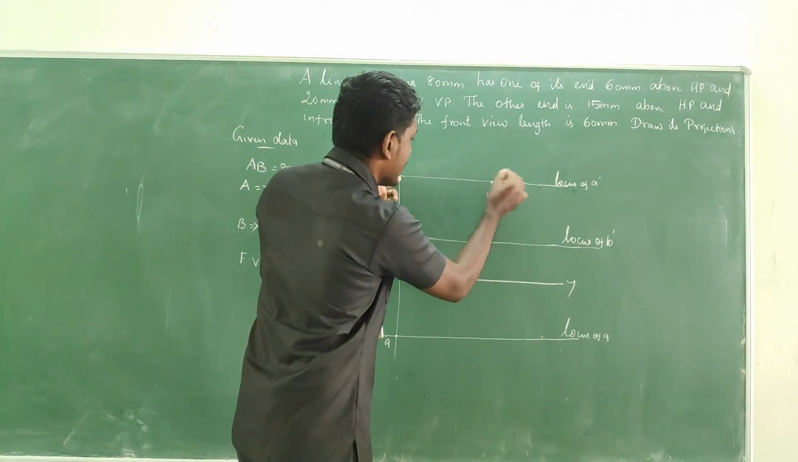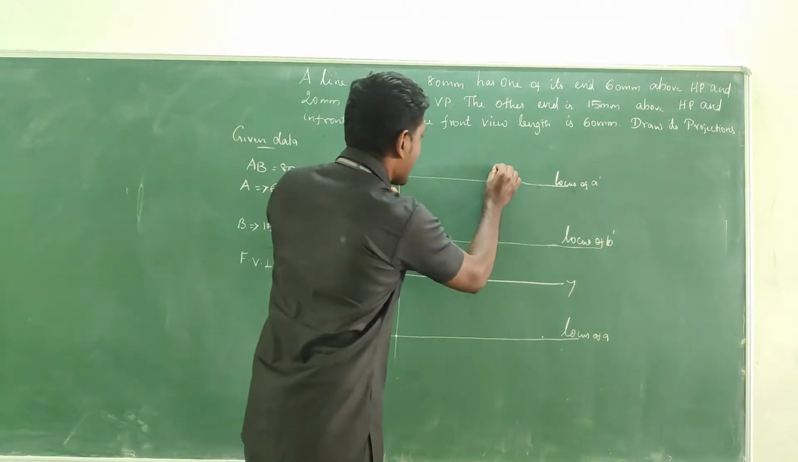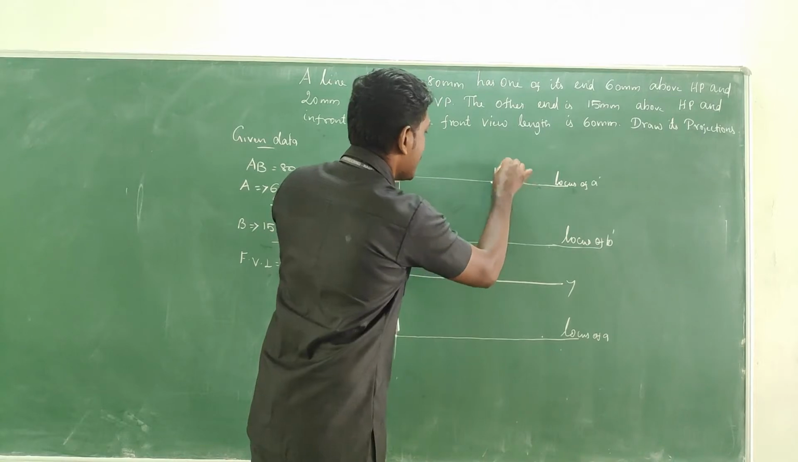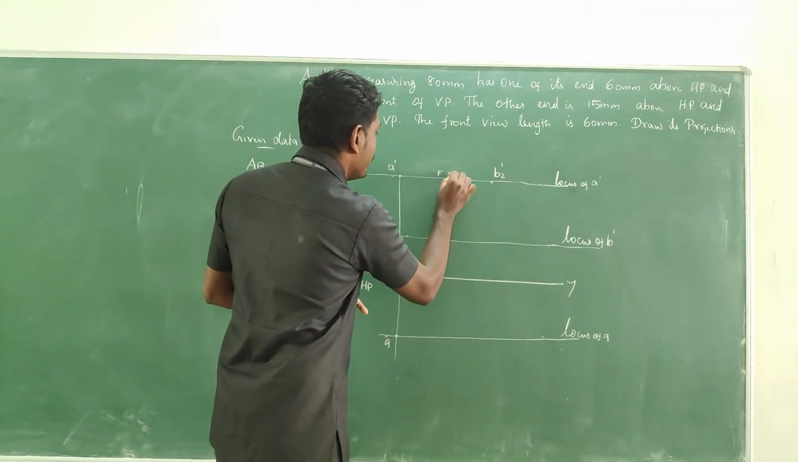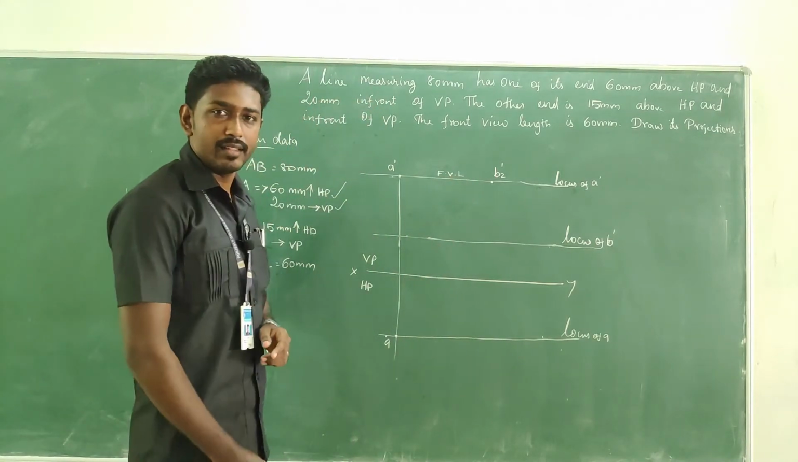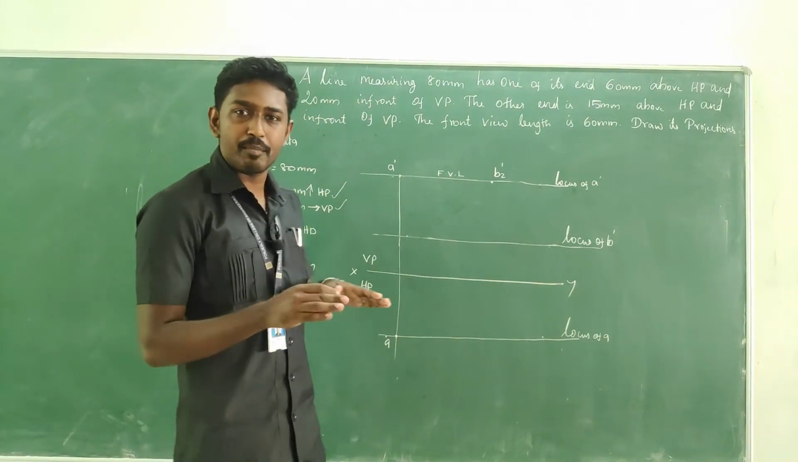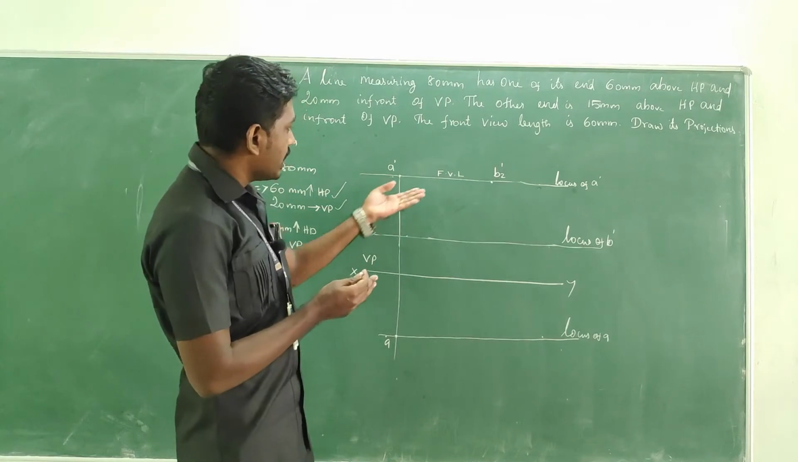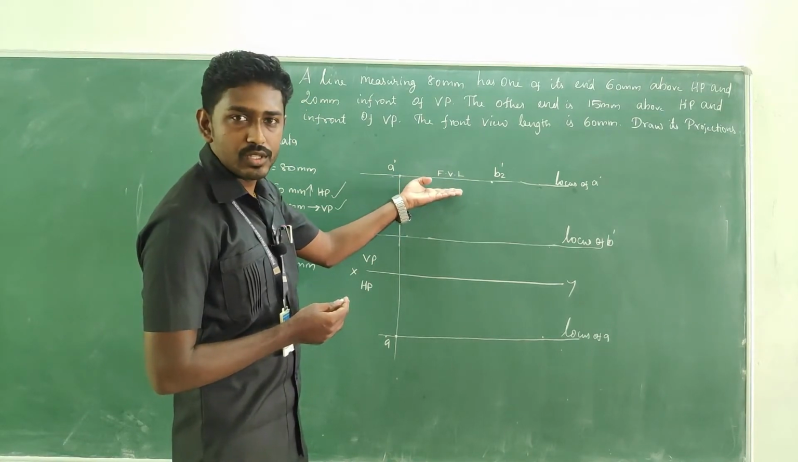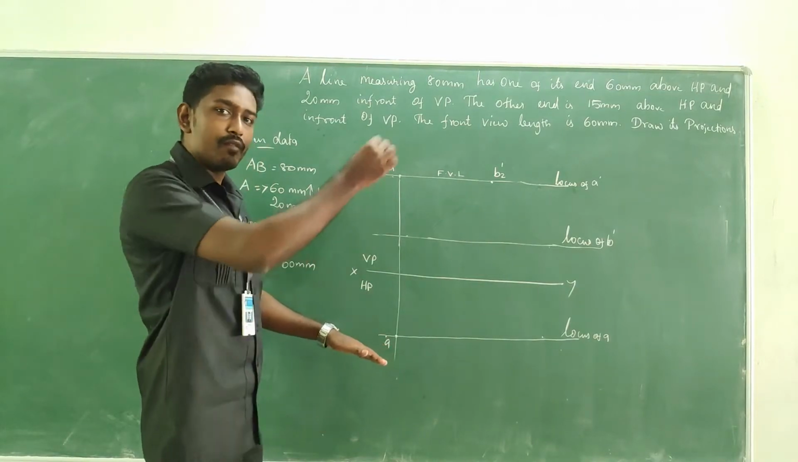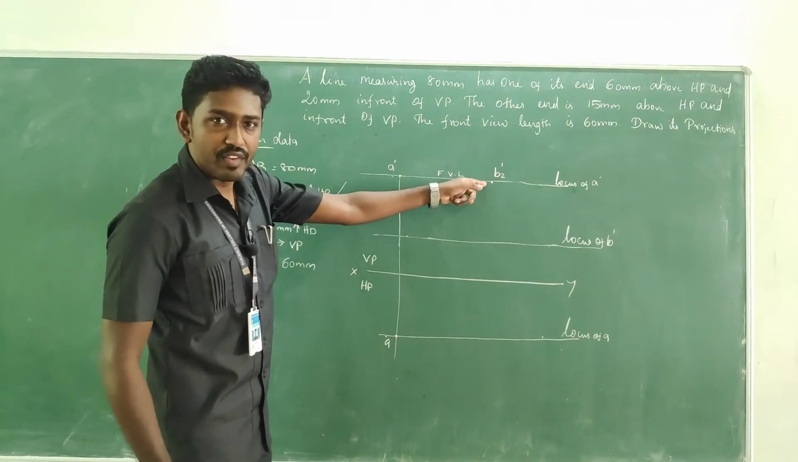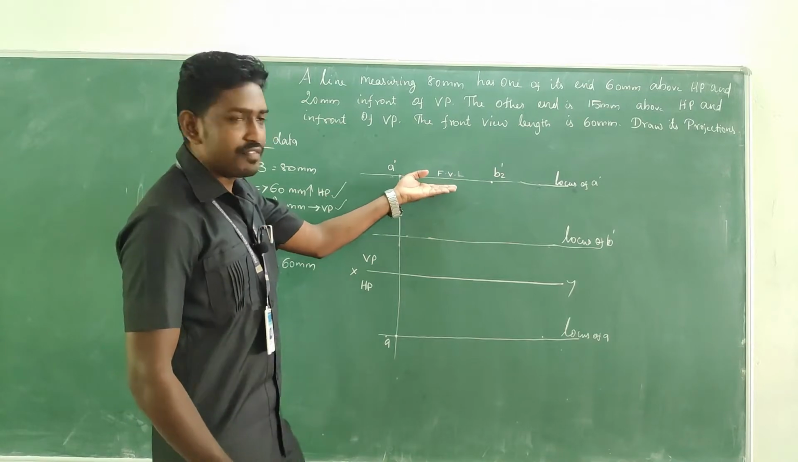I hope you will get here. So this point is B2 dash. This is the front view length. Think about the general problem: how do we get the front view length? Yes, from the true inclination in the top view, from the projector, we get the front view length. Am I right?